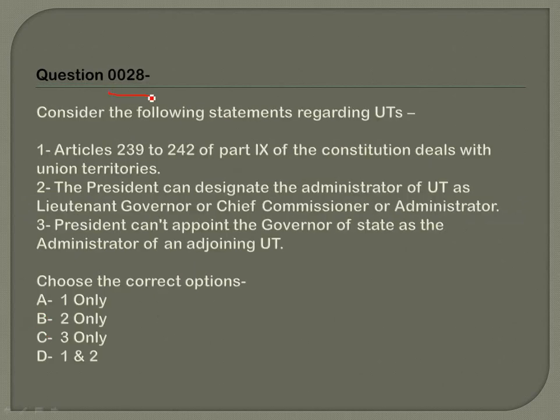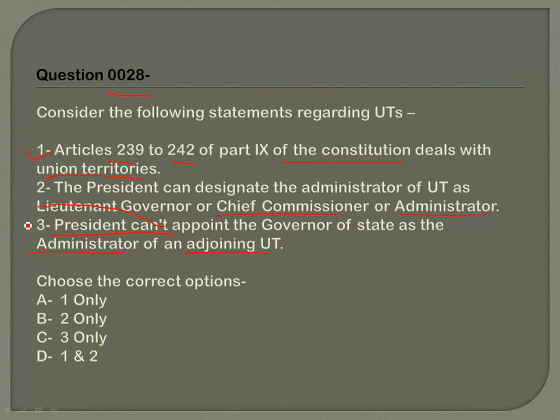Question number 28. First statement: Articles 239 to 242 of Part 9 of the Constitution deal with union territories. Second, the President can designate the administrator of a UT as Lieutenant Governor or Chief Commissioner or Administrator. Third, President can't appoint the Governor of a state as the administrator of an adjoining UT.